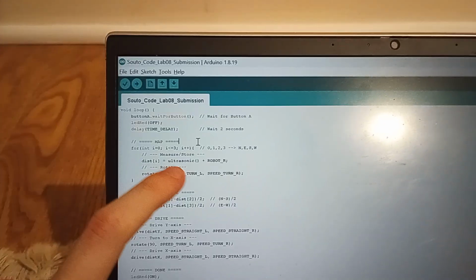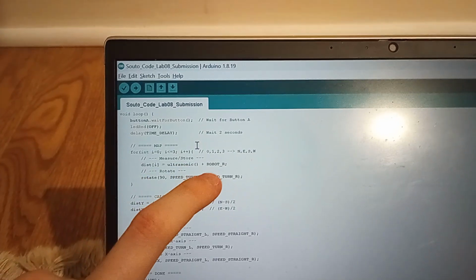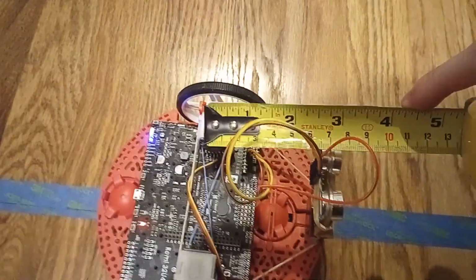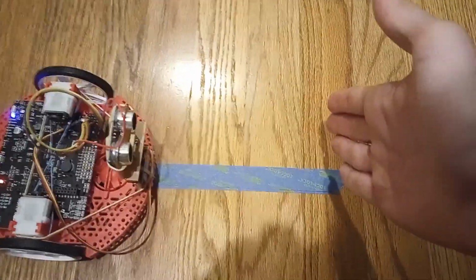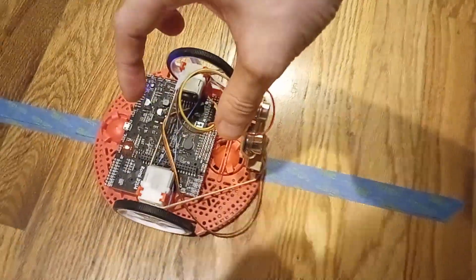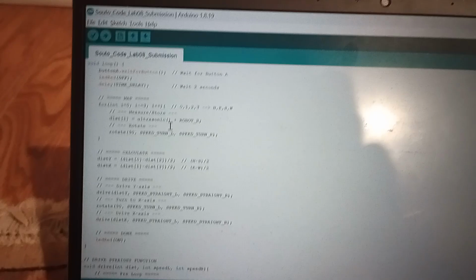The first measurement it will store as distance, which is the ultrasonic sensor's reading plus the robot's radius, which for me is 8 centimeters. That gives the distance from the sensor to the middle. So whenever it sees a distance, it takes the distance the sensor reads plus the radius, which gives you the robot's distance from the midpoint of the robot. It stores that in an array of dist, and then rotates and circles around.